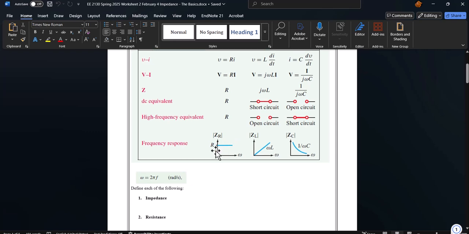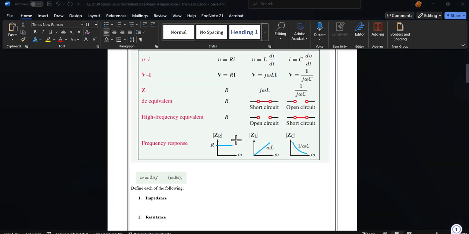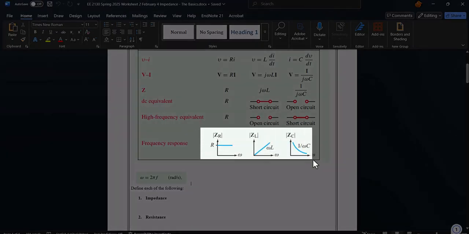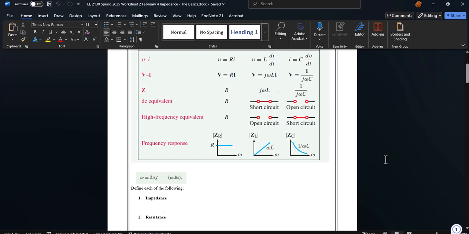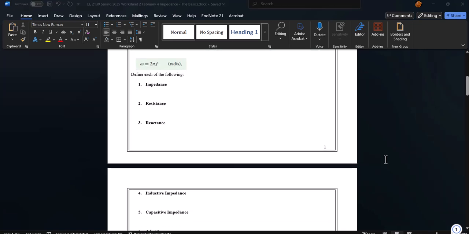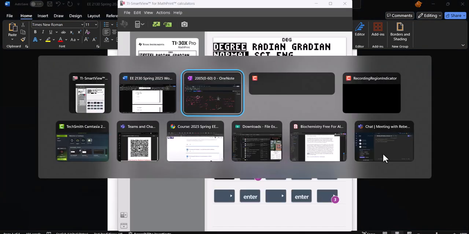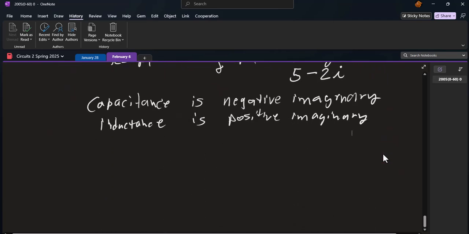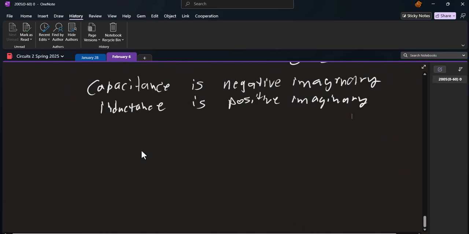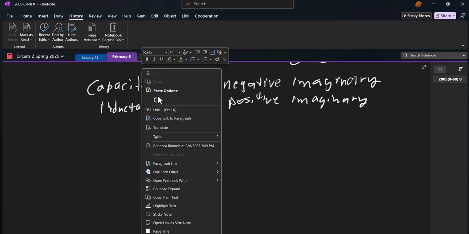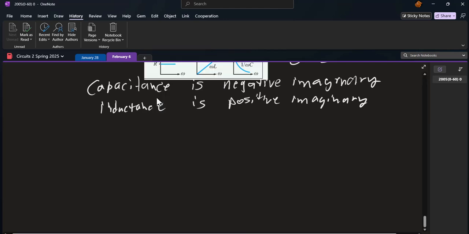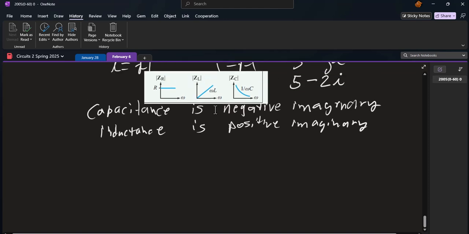If you look at these bottom graphs here, it shows that a direct current doesn't have a frequency. It's not oscillating. And so you're not going to have any frequency response. So frequency response is how does the current change with different frequencies.